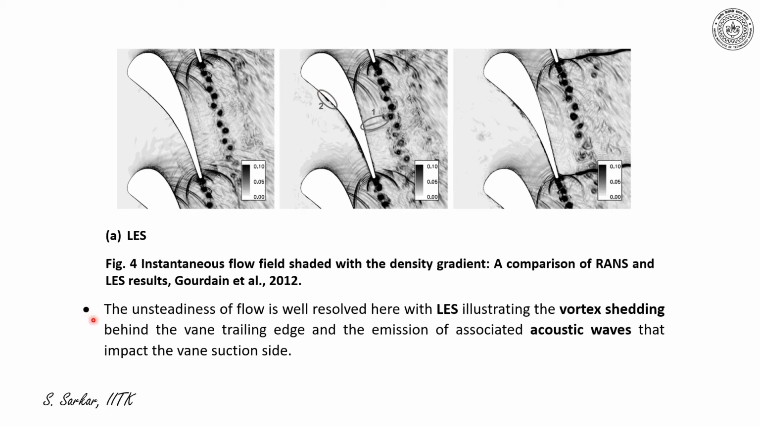I have concluded here with the comment that the unsteadiness of flow is well resolved here with ALES, illustrating the vortex shedding behind the vane trailing edge and emission of associated acoustic waves that impact the suction side. All these details were missing from RANS data. Therefore, ALES only can predict details such as acoustic waves, unsteady vortices, apart from formations of shock or shock boundary layer interaction such as indicated here.